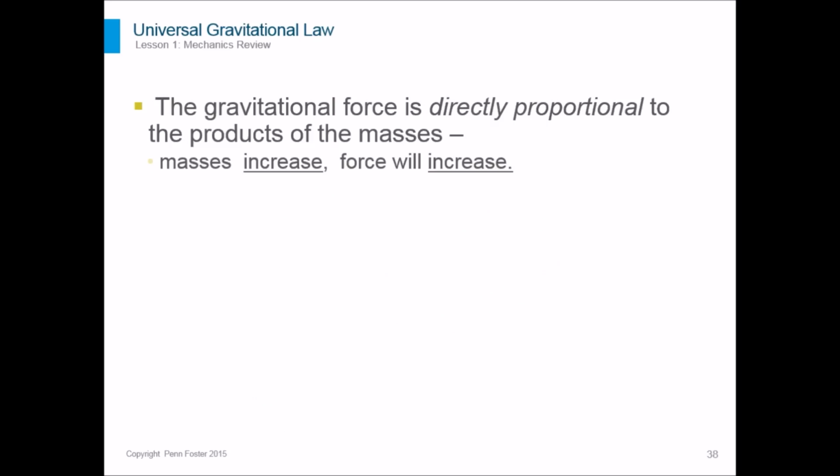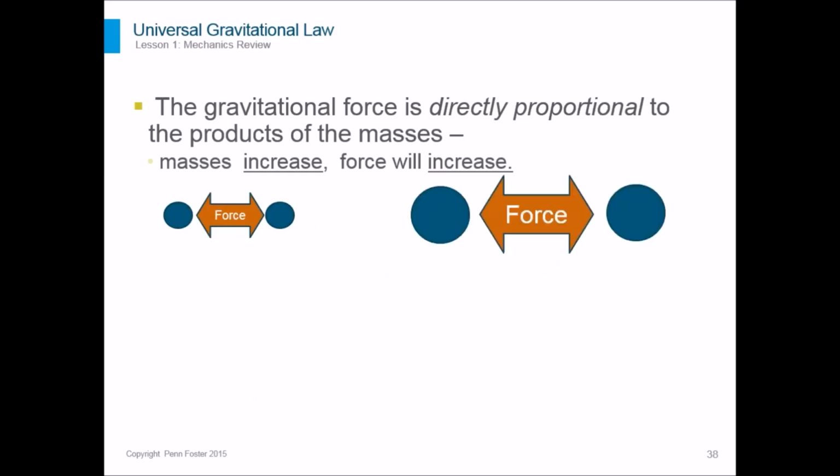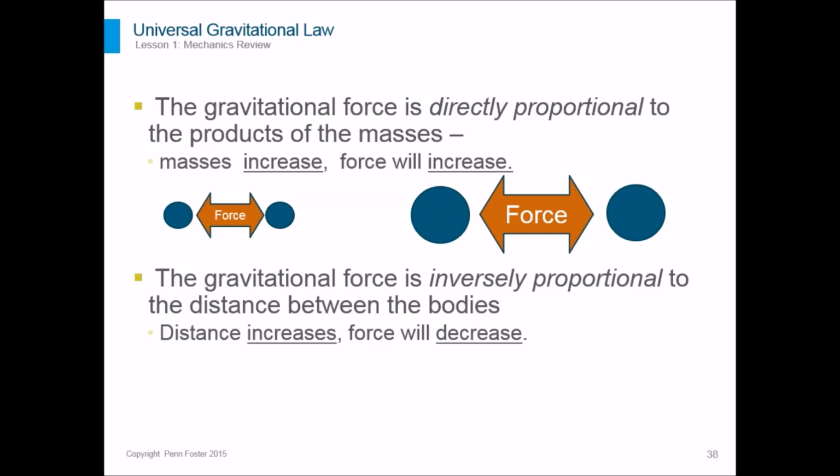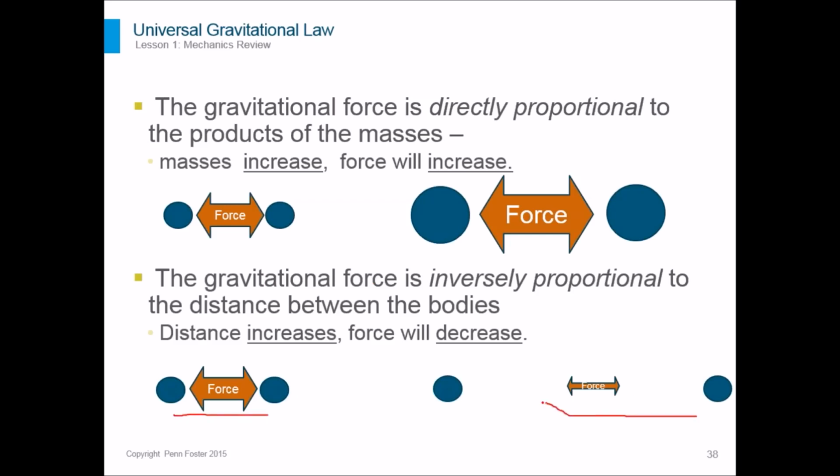So if the two masses increase, the force between them will increase. Right? So the gravity between two very large objects is stronger than the gravity between two smaller objects. Okay? So you get two small objects, a little bit of force, larger objects, more force. Okay? But the gravitational force is inversely proportional to the distance between the bodies. So if you get them farther apart, if the distance between them increases, the force will decrease. So over here, they're close together, and we've got our force. If you make them farther apart, our force gets smaller.